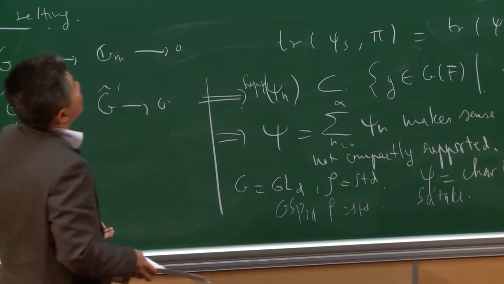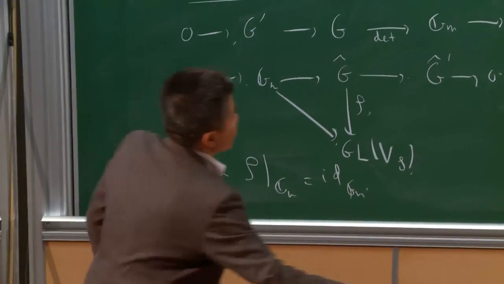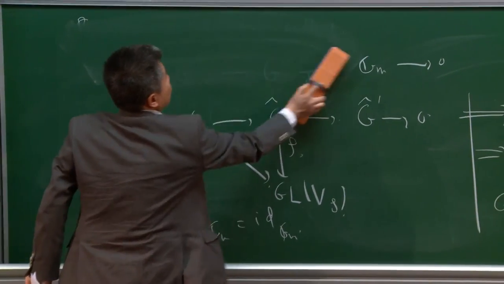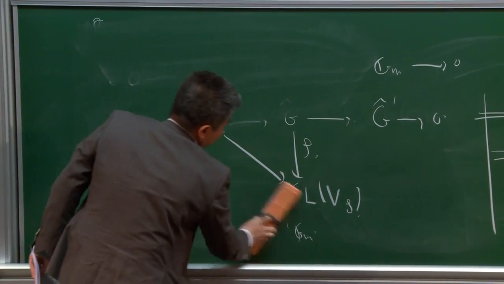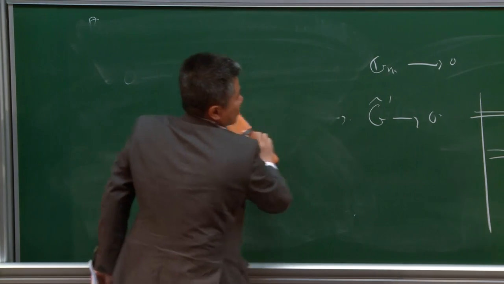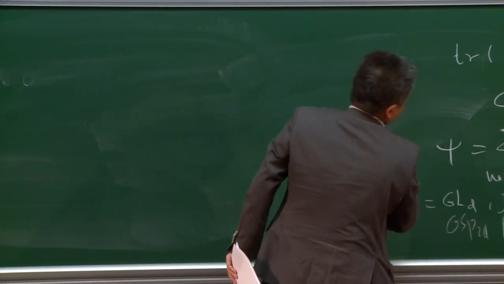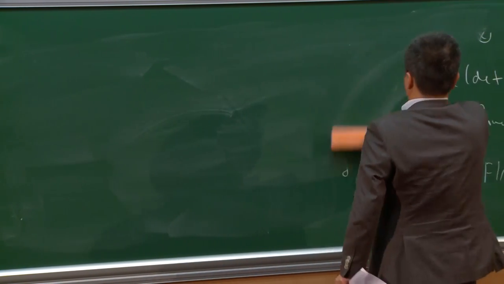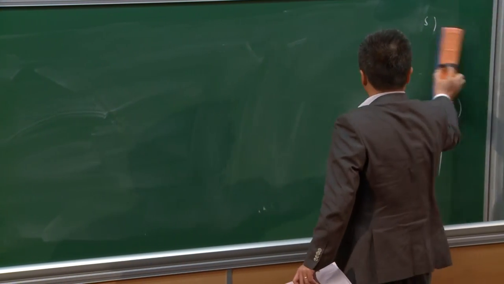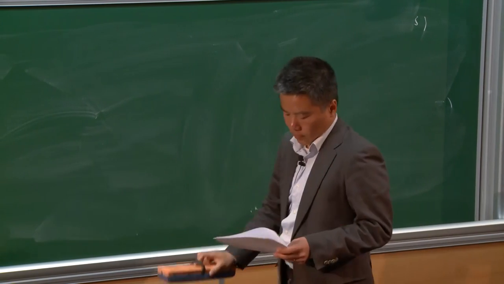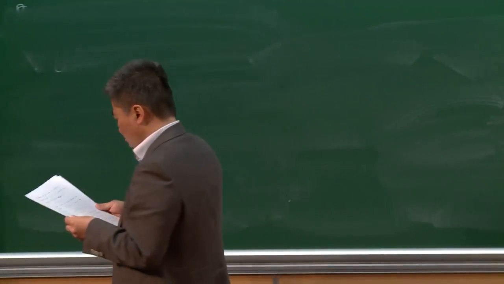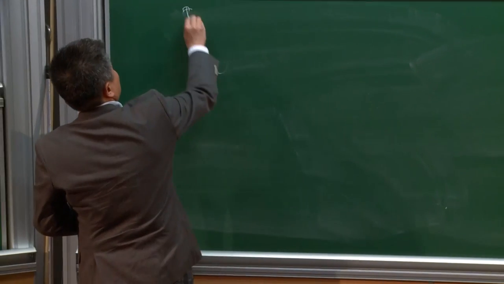And I think the important point is, after I recall Vinberg's construction of the universal monoid, it will be clear that it has to do with the Hecke algebra. So, the construction.